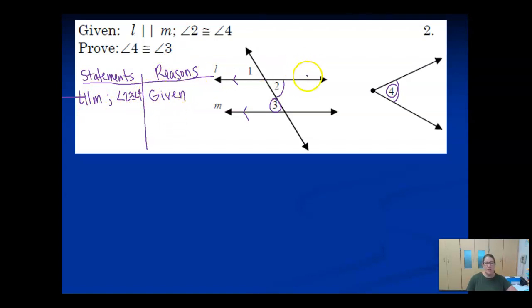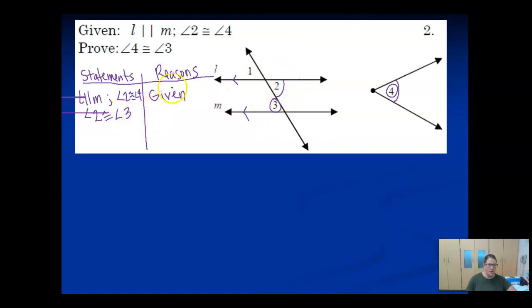Okay, now I know that 2 and 3 are congruent as well, and so I'm going to make the claim that angle 2 is congruent to angle 3. So that's going to be my second claim. But I have to be able to back that claim up with a reason, right? And the reason is because angle 2 and angle 3 are alternate interior angles.